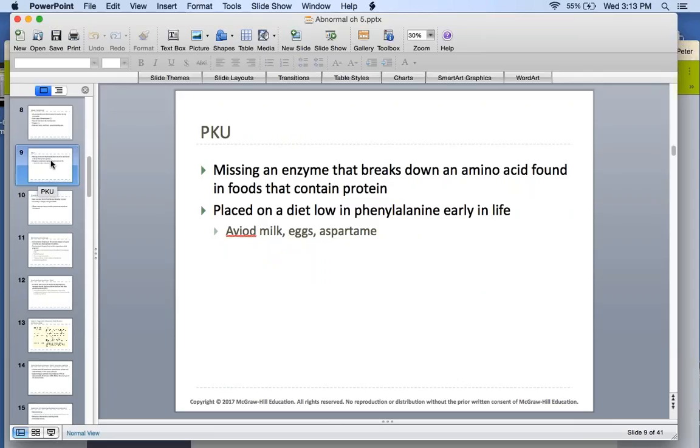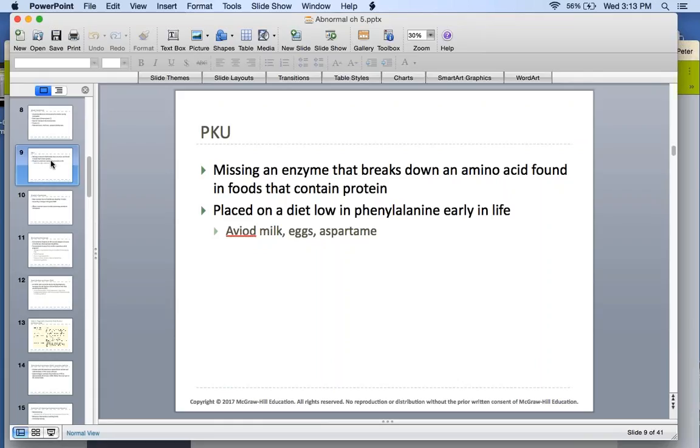Okay, PKU. PKU is one of the most interesting ones to me because we can reverse it. I said none of them can be reversed. I lied. Here's one that can, and that is if we catch PKU at an early age, and almost all babies, at least here in the US, are tested for it immediately. If they have this missing enzyme, then they can be put on a specific diet to basically make it go away. So children born with PKU are missing an enzyme that breaks down an amino acid that's found in foods that contain protein.